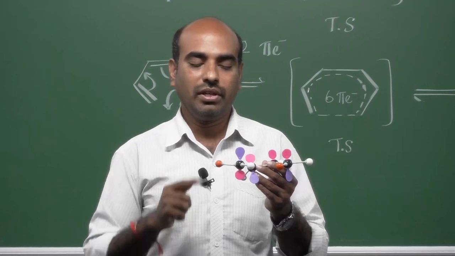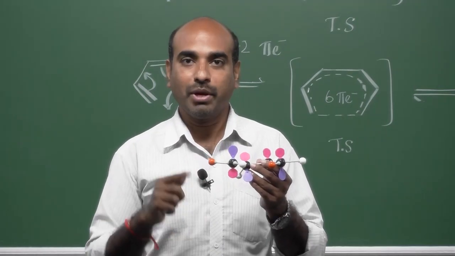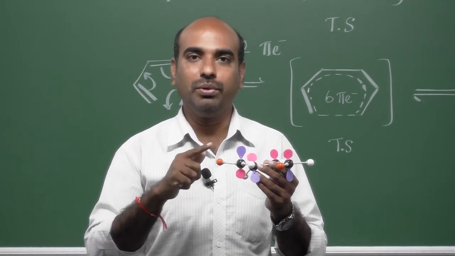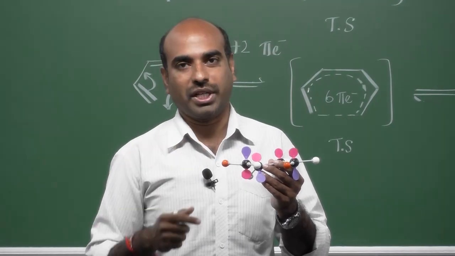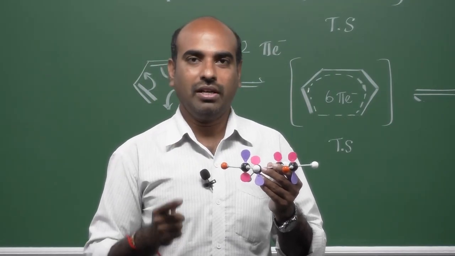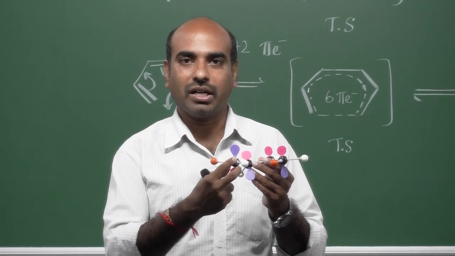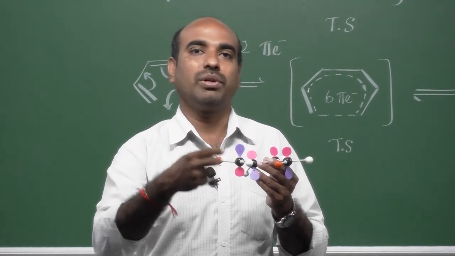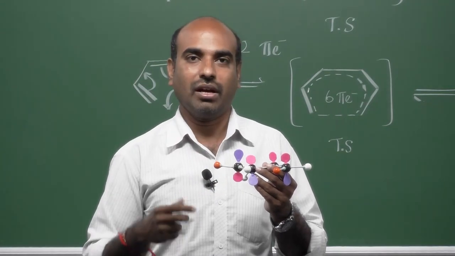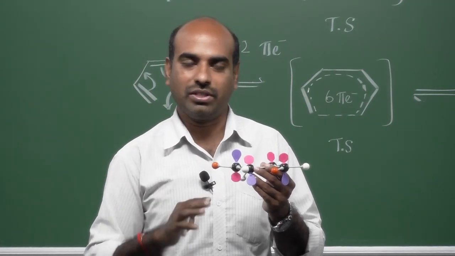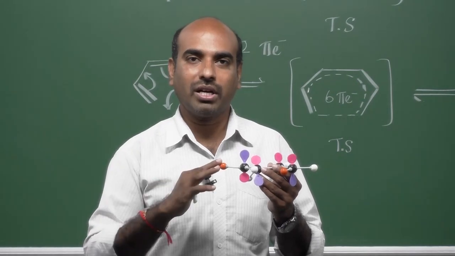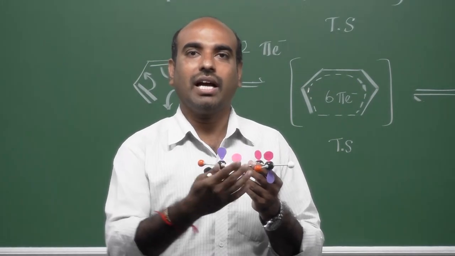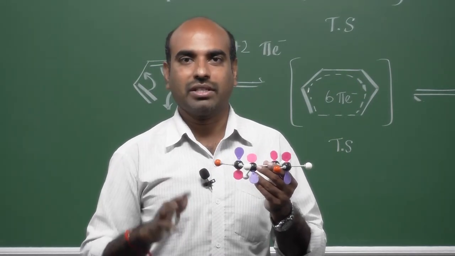Next example, if the groups are on the same side, but if I do this mode of rotation, what is this mode of rotation? This mode means one carbon atom is being rotated in the clockwise direction, the other carbon atom is being rotated in the anti-clockwise direction, or vice versa, right. Reverse of this also is possible.